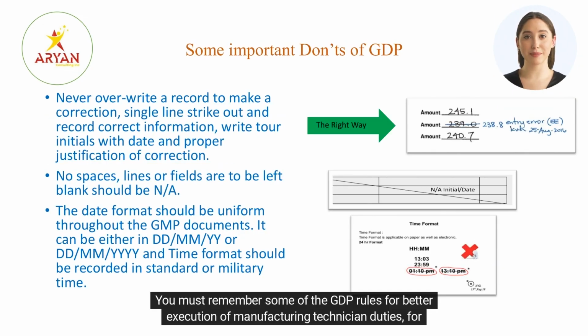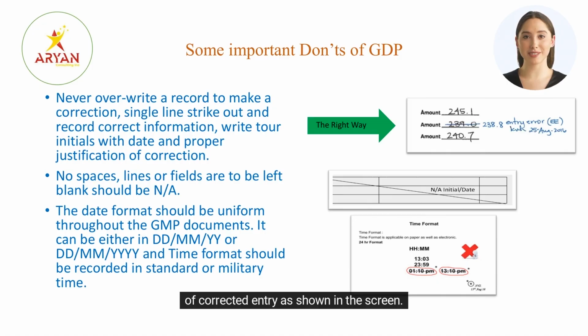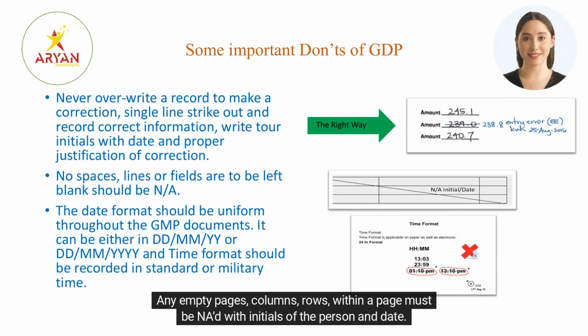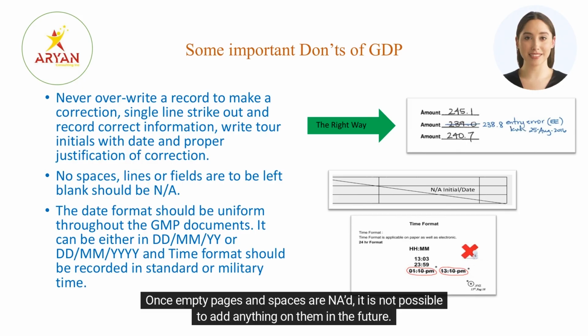You must remember some of the GDP rules for better execution of manufacturing technician duties. For example, whenever you make a wrong entry, in order to correct it, strike a single line right in the middle of the corrected entry as shown on the screen. The aim is to clearly read what was corrected, and the new accurate entry must be clear. Any empty pages, columns, rows within a page must be NA'd with initials of the person and date. The purpose of this practice is to protect data integrity. Once empty pages and spaces are NA'd, it is not possible to add anything on them in the future.